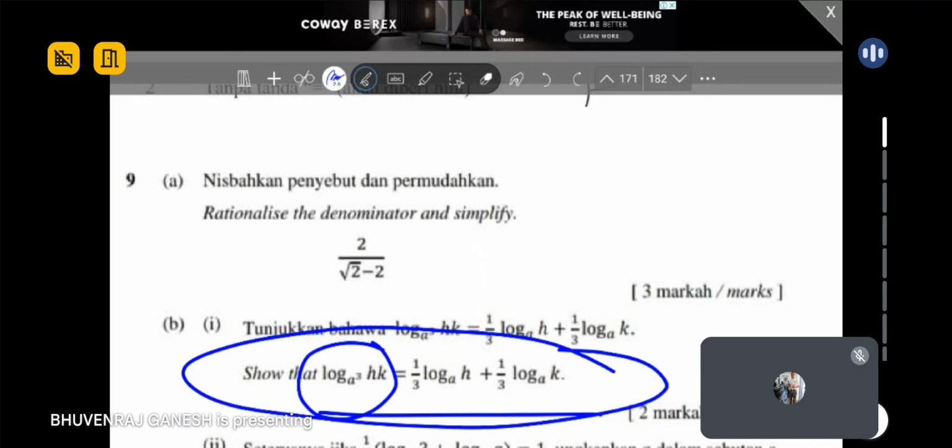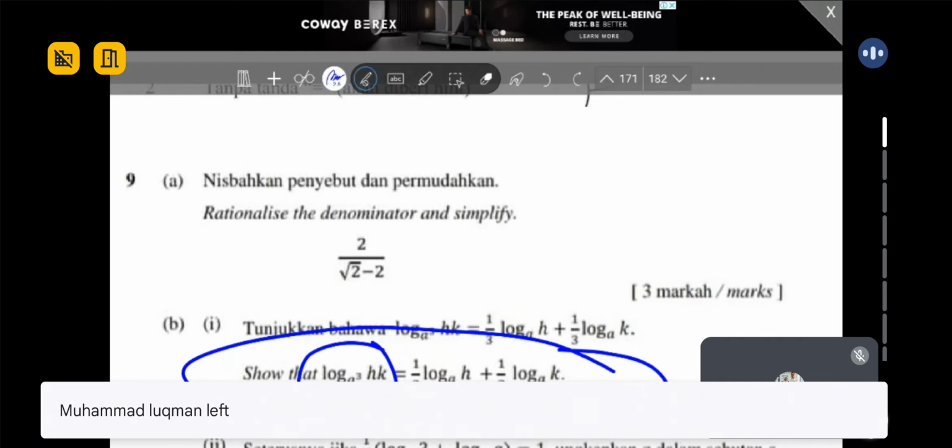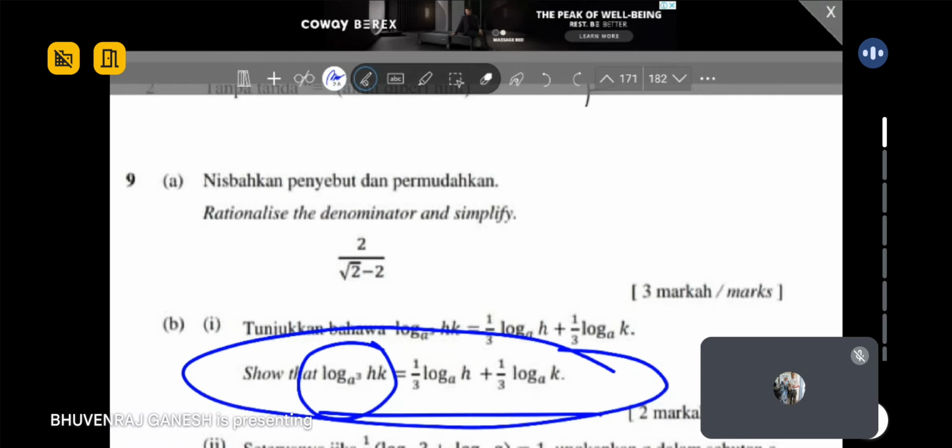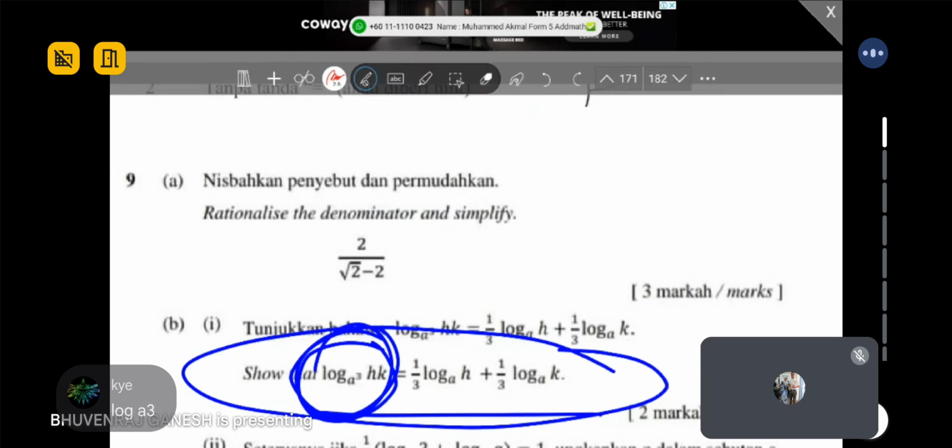Yes, separate to two log, correct? So guys, over here we are just adding a new base. Okay, kita hanya akan tambah asas baru saja. So guys, may I know what base will we add over here? What is the value of the base? Apa nilai asas yang kita kena tambah kat sini? Anyone? So how to know?